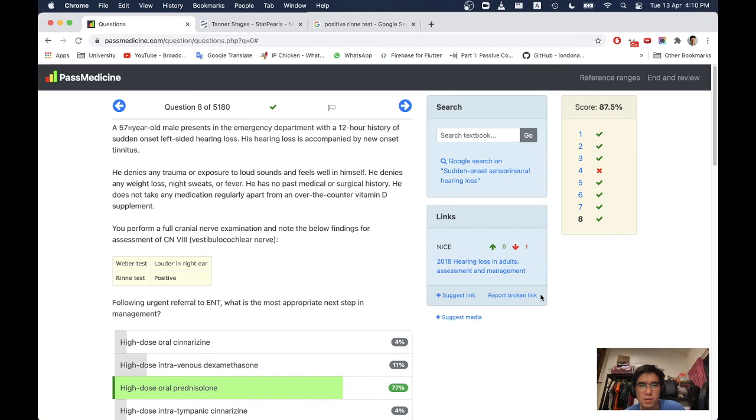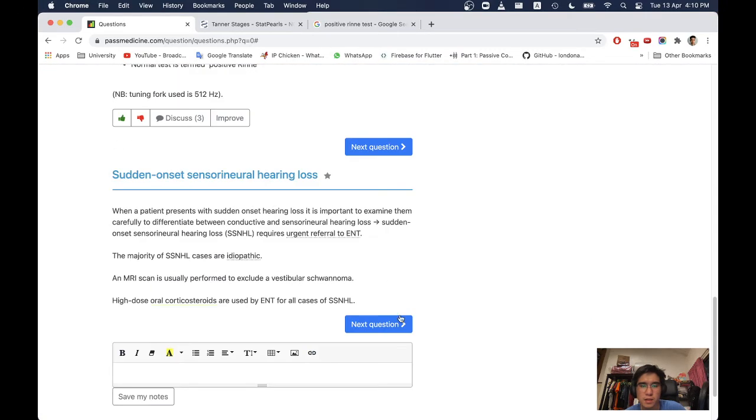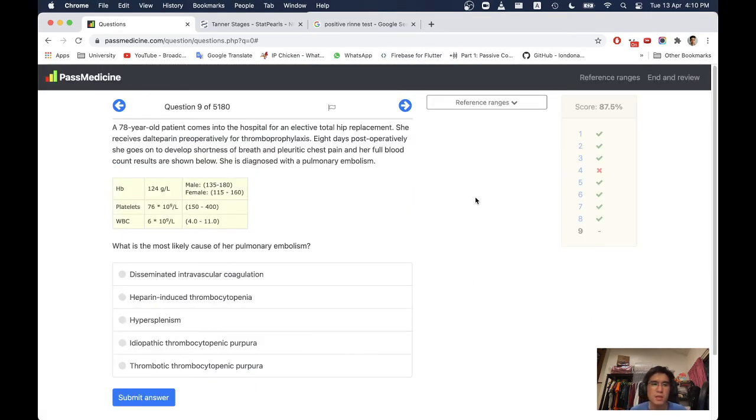Right, that's 8 questions. Let's do 10 and then we'll take a rest. A 78-year-old patient comes to the hospital for elective total hip replacement. She receives dalteparin post-operatively for thromboprophylaxis. 8 days post-operatively, she goes on to develop shortness of breath and pleuritic chest pain, and her full blood count results are shown below. She's diagnosed with pulmonary embolism.